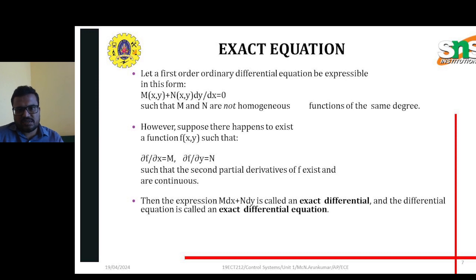Exact equations. The exact equations are obtained from differential equations of the form m of x comma y plus n of x comma y into dy by dx equal to 0. From this we can modify the corresponding exact equations by dou f by dou x equal to m, dou f by dou y equal to n.